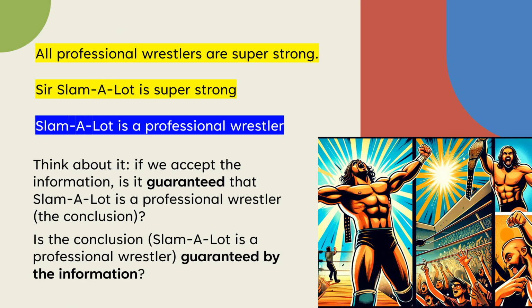Let me explain that. I've divided the premises from the conclusion. This is very important. I've divided them in my mind. Here are the premises in the yellow. I've divided that from the conclusion. And this is my question. Does this conclusion necessarily follow from these premises? No, it doesn't. In other words, if we accept these premises, is the conclusion guaranteed? No, it is not. That's why it's invalid.